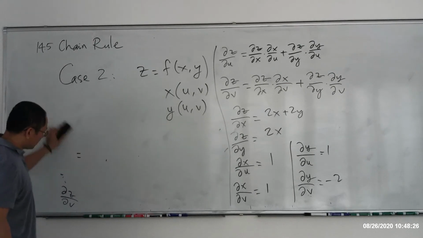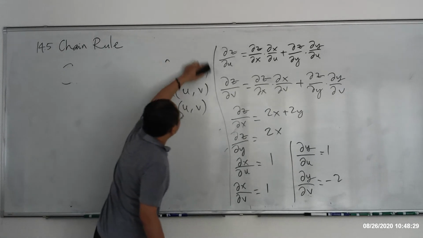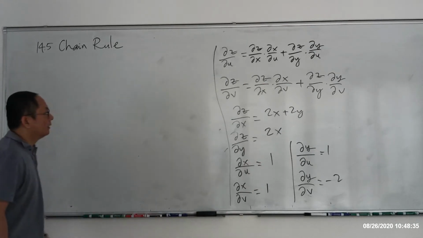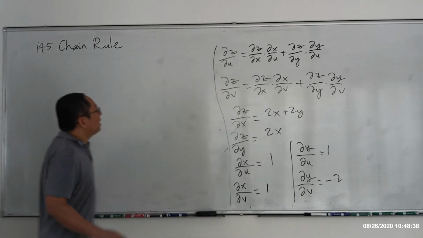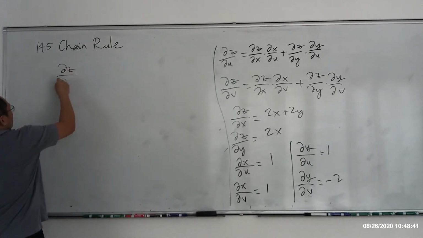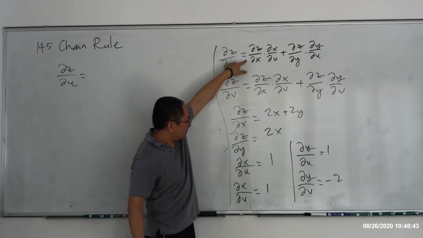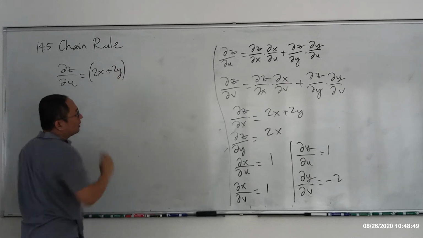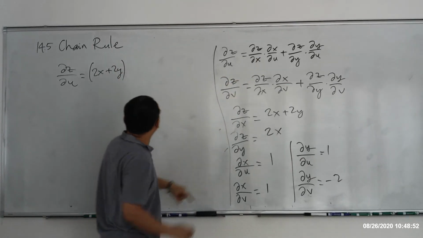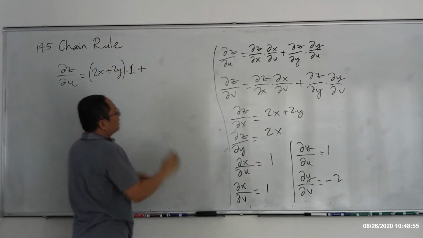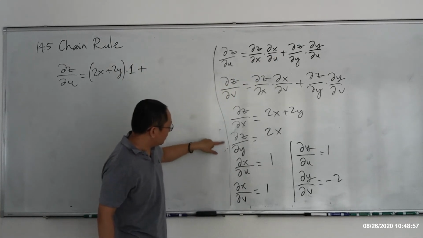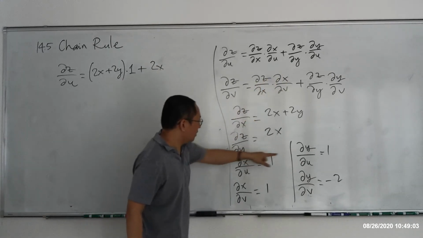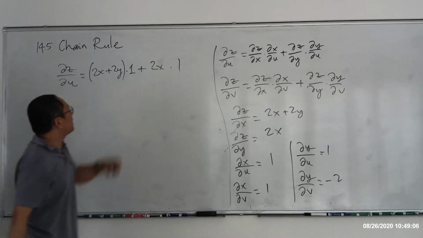Sorry, guys, I have to erase because I need some room to write. So, I want to calculate dz over du. dz over dx is 2x plus 2y times dx over du. dx over du is 1 plus dz over dy. dz over dy is 2x times dy over du. dy over du is 1. And of course, go ahead and simplify.